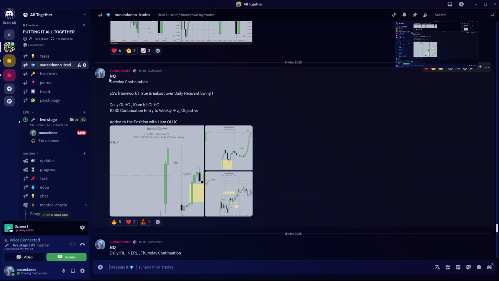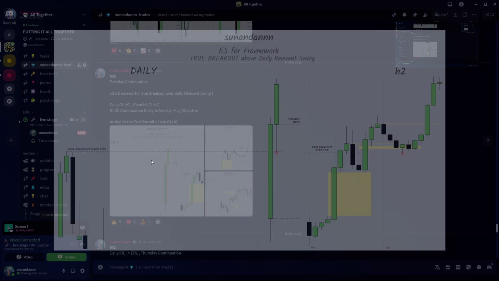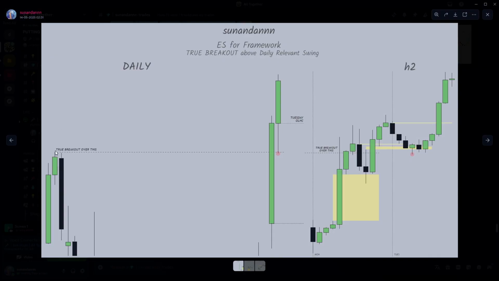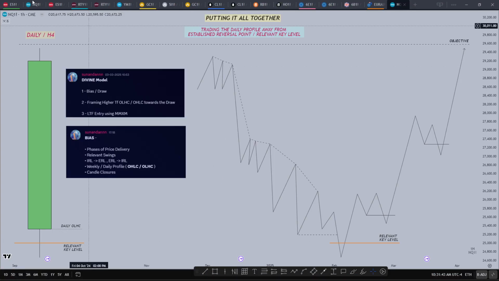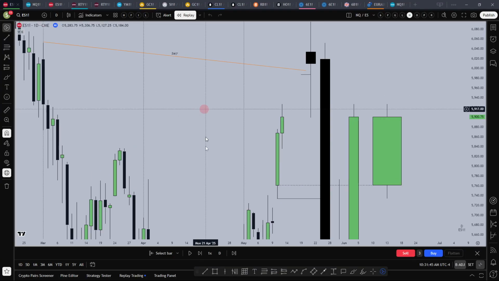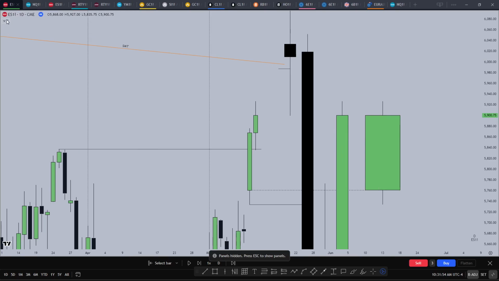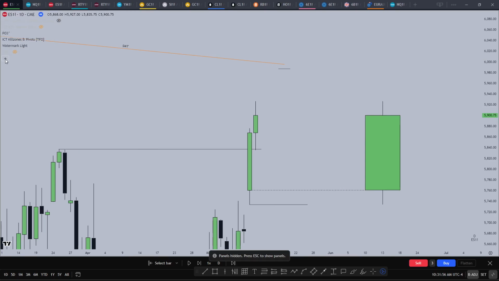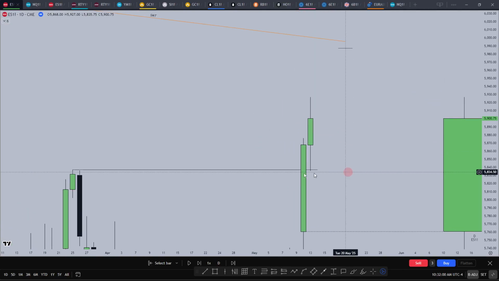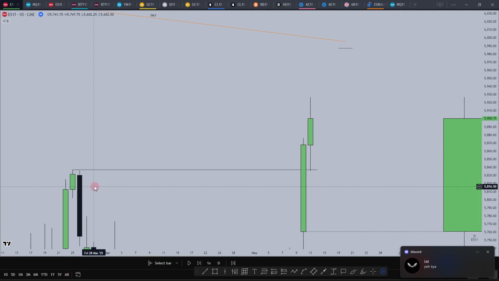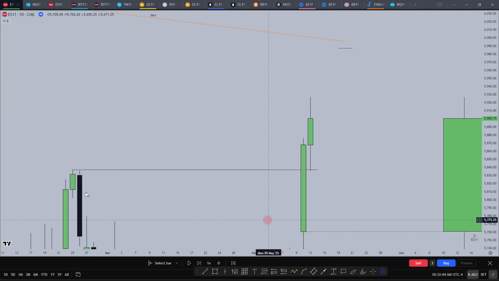I took this on NQ, Tuesday continuation. Okay, use this relevant swing for my bias, confirmed it with daily profile. Every idea, whenever I'm having a bias, I confirm it with daily profile. Never ever marry a bias unless backed by the daily profile. Now leave all these other drawings. Price displaced, tag the relevant swing. This was a relevant swing.